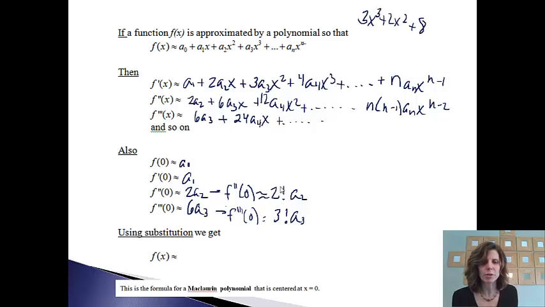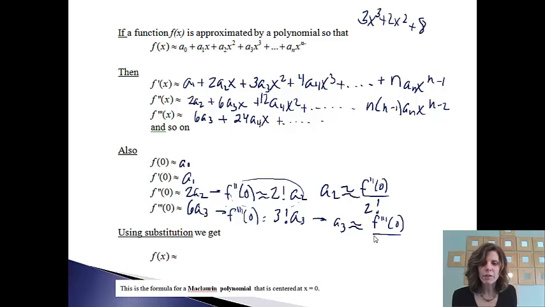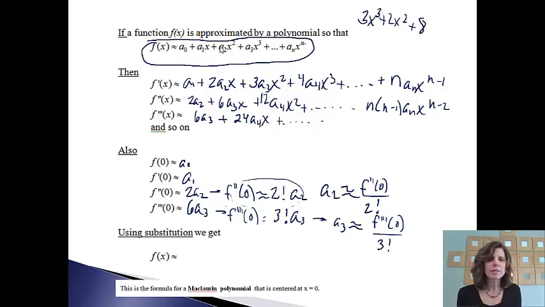All right, so now let's say I wanted to take this formula right here and solve it for a sub 2. a sub 2 is going to be approximately equal to the second derivative divided by 2 factorial. And if I solve this for a sub 3, it is going to approximately equal the triple derivative at 0 divided by 3 factorial. Okay, so now we are going to take this formula. Instead of putting a sub 0 and a sub 1 and a sub 2, we're actually going to put what we just found for our a's and put them in there.